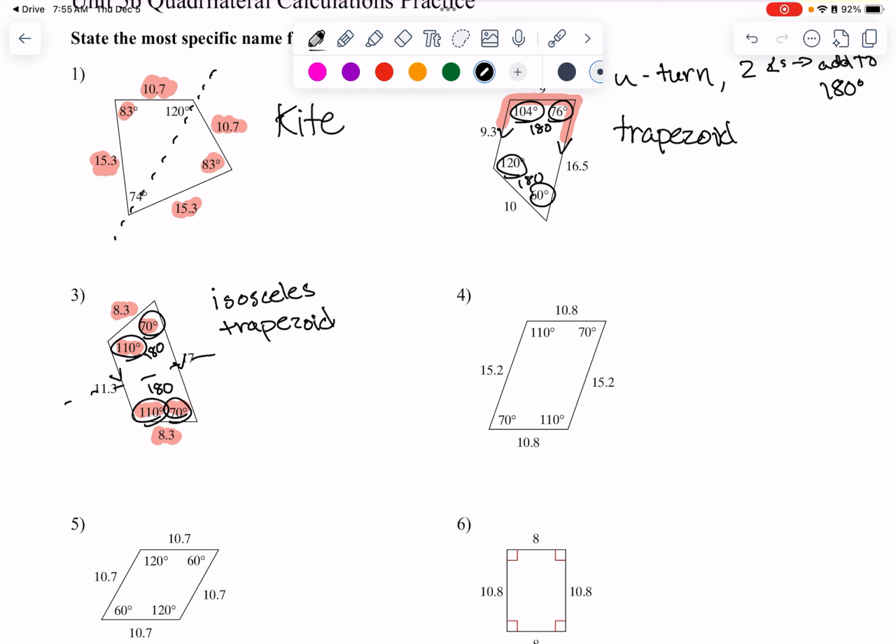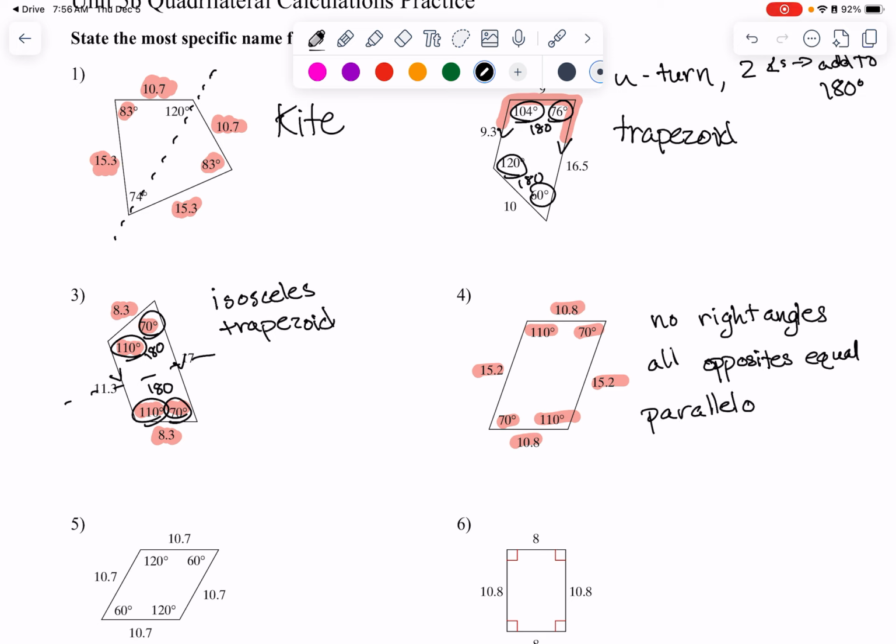All right, this next one is new. It's a little bit different. I noticed that I have a bunch of opposite things. So 10.8, 10.8, 15.2, 15.2. Angles are opposite, 70, 70, 110, 110. Everything's opposite. When you have that relationship where all the opposite things are equal, and you don't have any right angles, so there's no right angles, and all opposite things equal, that's a parallelogram.